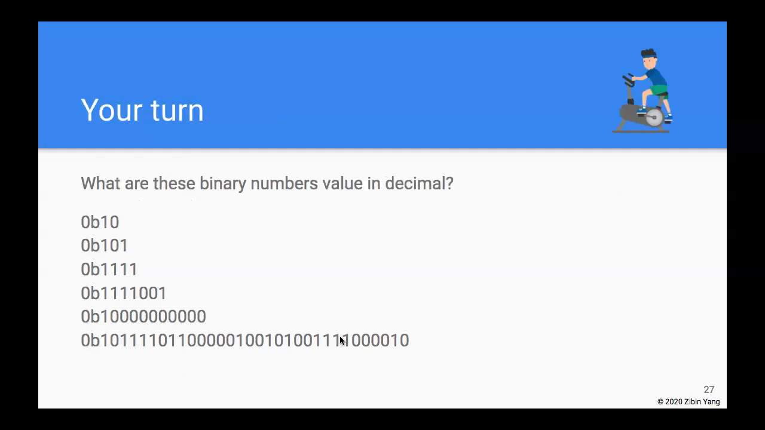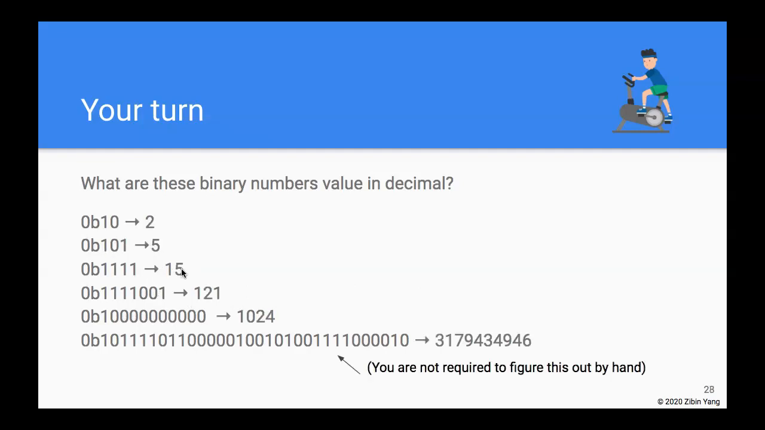Having shown you the example of how to derive the values for a binary number in decimal, I would like you to pause the video now and try to figure out the decimal value for all of these binary numbers. And assuming you've done that, at least most of them, except maybe the last one, here are my answers. Please do verify your answers, and hopefully you got everything right.